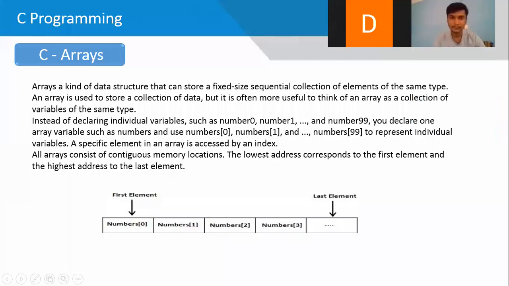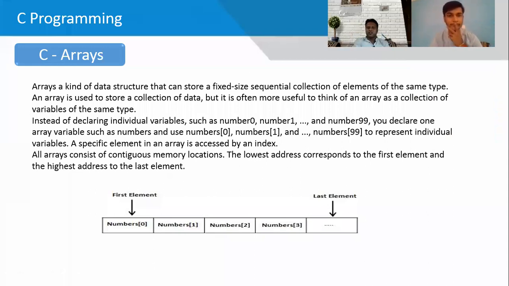So now comes the array. The array is a kind of data structure that can be used to store a fixed size of sequential values. It is used to store a fixed set of values. The size of the array is fixed.